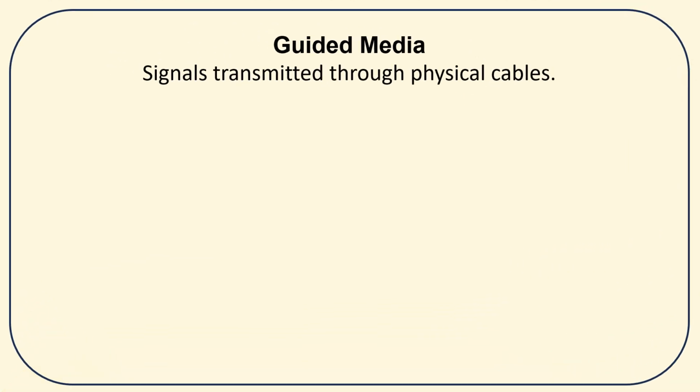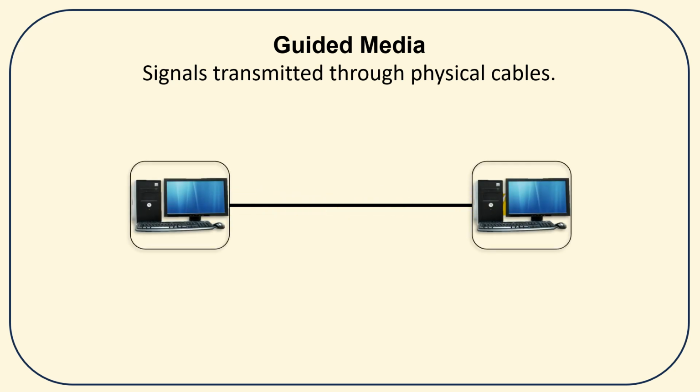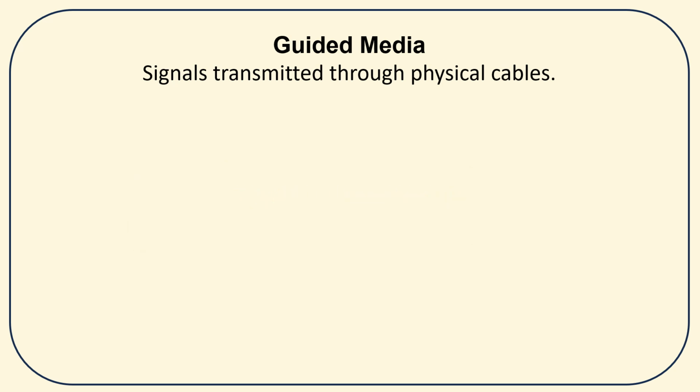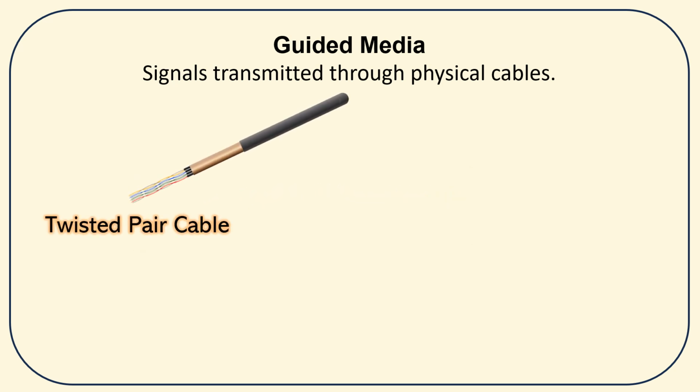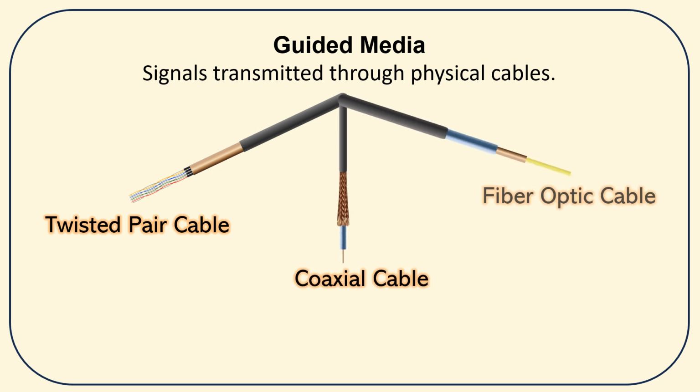Let's start with guided media, also known as wired transmission media. These involve physical cables, and the signal is guided through the medium. The most common types of guided media are twisted pair cable, coaxial cable, and fiber optic cable.